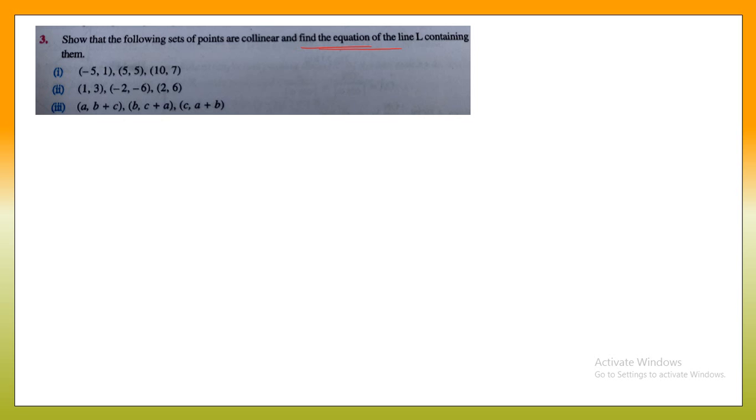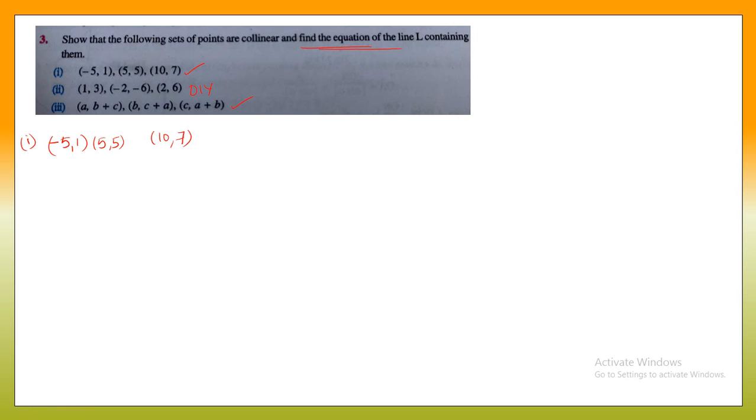If it satisfies, then we will say that they are collinear, and this particular line equation is my straight line equation, right? So I will be explaining bit number 1 and bit number 3, and this is a do it yourself problem, so the second bit you try. Okay, so moving on to question number 1. What are the points that are given? (-5, 1), (5, 5) and (10, 7). So these are the 3 points that are given.